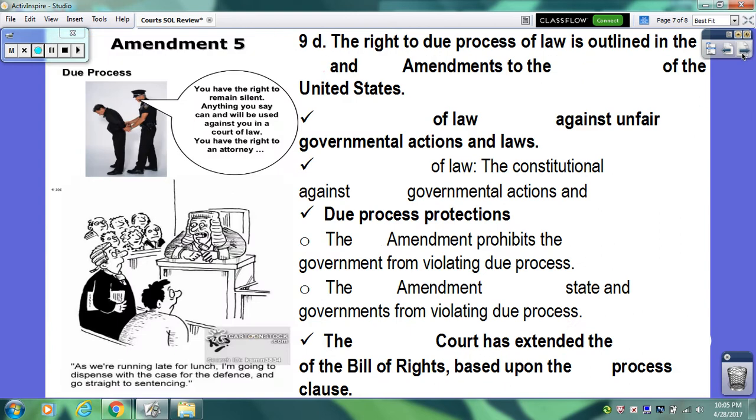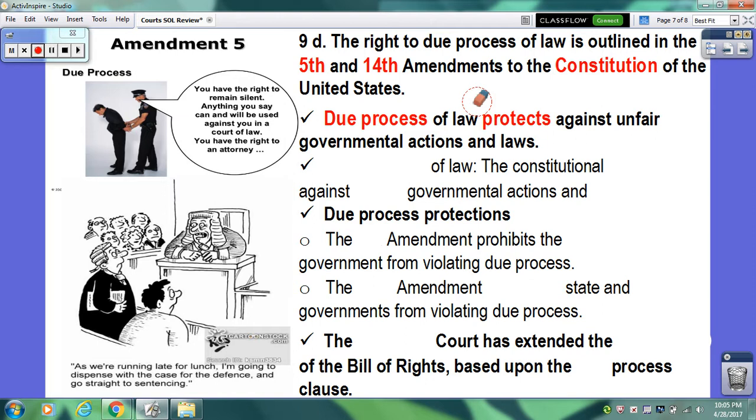So moving on to the next point here. We're just about done for today, but we just have a couple slides left. This last point really goes along with two big amendments, the 5th and the 14th. So we're looking at due process and how this process is outlined in, you guessed it, the Constitution of the United States. What these two amendments guarantee for us as citizens is due process of law, which protects us against unfair governmental actions and laws.